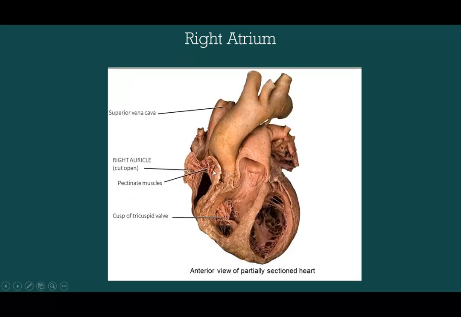Here on the cadaver, we can see clearly the pectinate muscles on the anterior side. Fantastic, superior vena cava. And we kind of have a window into the right ventricle right here. And the cusps of the tricuspid valve are in clear view.